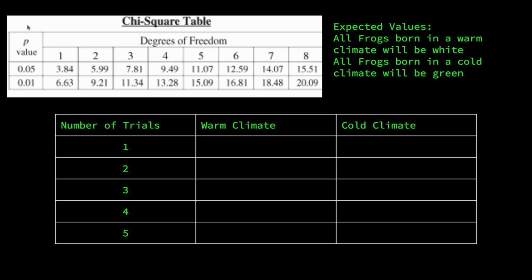Come over to the left side of the table, we can see the p-value on the chi-square table is an indicator of the probability the observed data we collect would happen if the null hypothesis was true. Most commonly in biology, we use the p-value of 0.05. So for this experiment, we will only be looking at the p-value of 0.05 under the degrees of freedom 4.